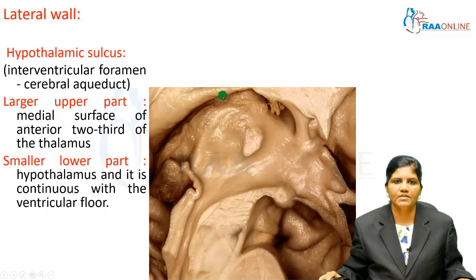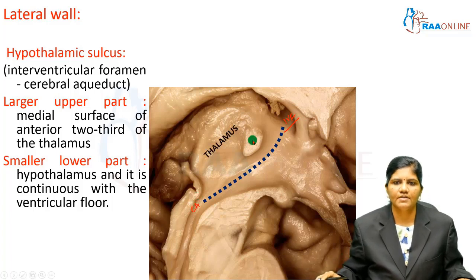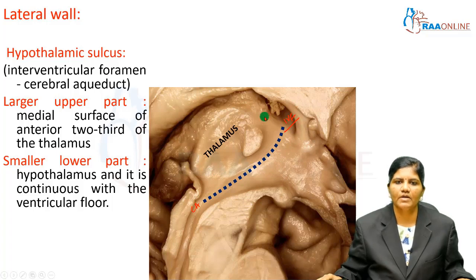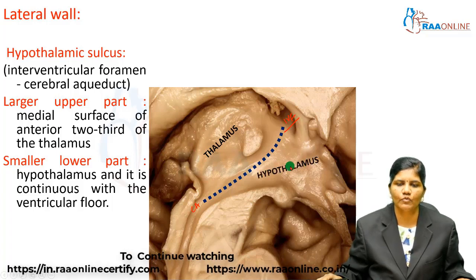Let's see the structures present in the lateral wall. The lateral wall is the extent of the hypothalamic sulcus. It is a vein groove extending between the interventricular foramen above and below by the cerebral aqueduct. This hypothalamic sulcus divides this area into an upper larger part and a smaller lower part. The upper larger part is occupied by the medial surface of the anterior two-thirds of the thalamus, and the smaller lower part is occupied by the hypothalamus, which is continuous with the floor of the third ventricle.